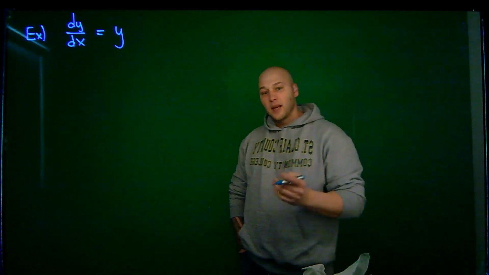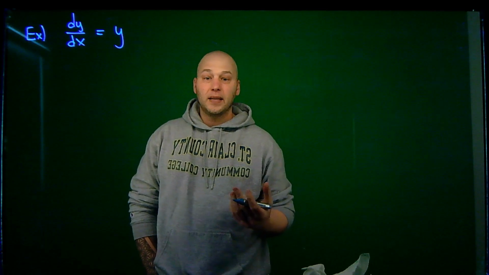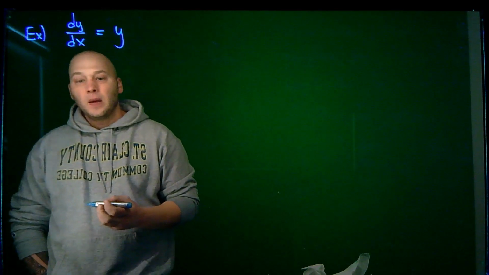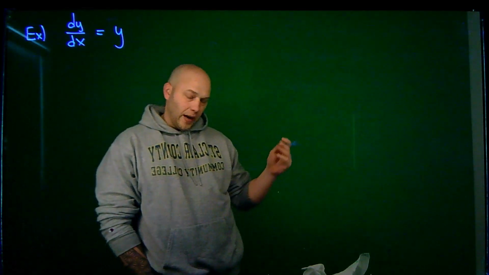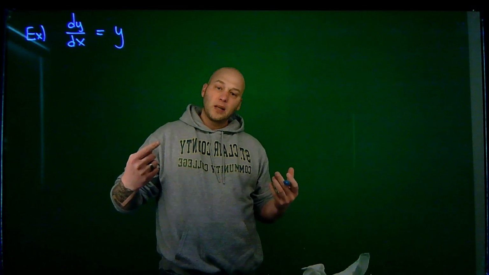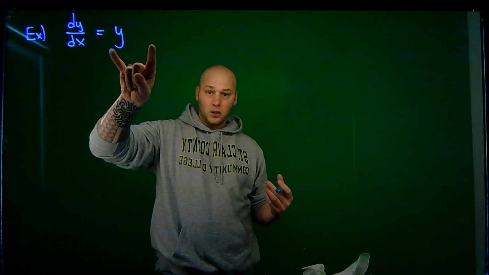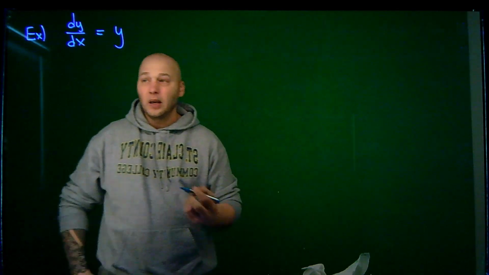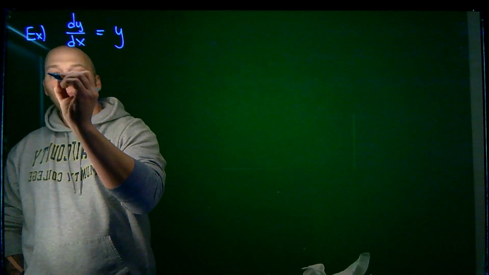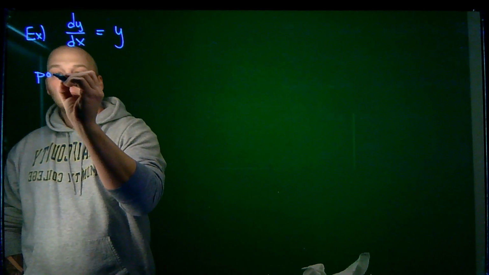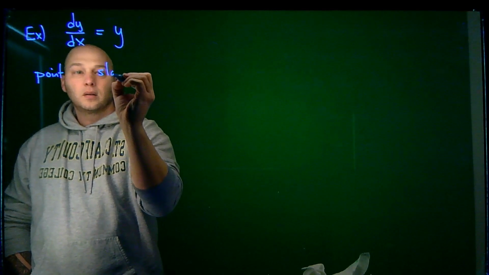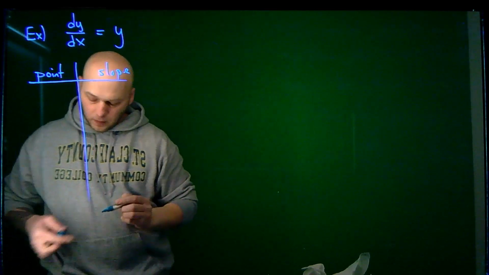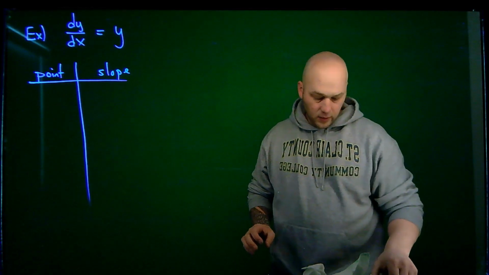Let's take a look at its direction field, and let's see how that relates to the solutions for this differential equation. Now, remember that for any point in the plane, assuming that ordered pair is in the domain of this expression over here, I can find the slope of a tangent line of a solution at that point. And so let's pick some points in the plane. So let's say point, and then slope.